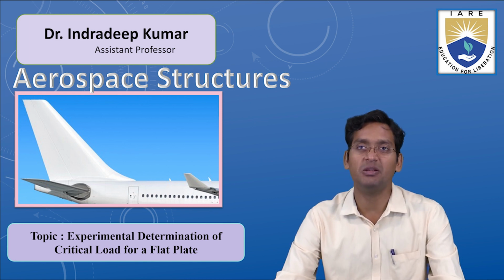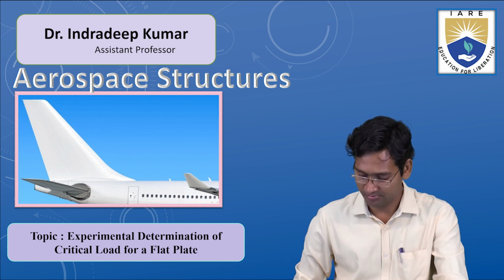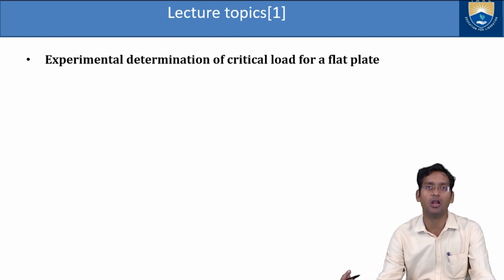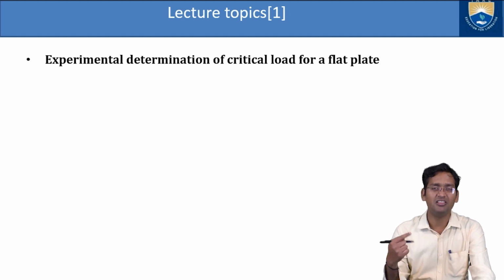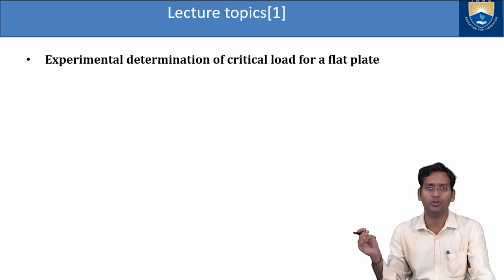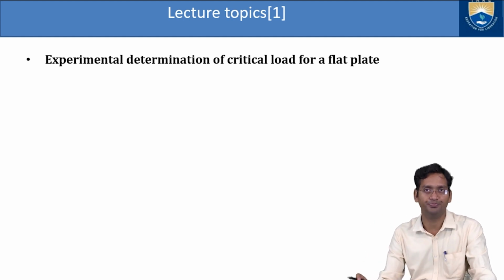So in this video, we will see the experimental determination of critical load for a flat plate. In the previous video, we saw the theoretical calculation, where we found that N_x,cr depends on the values of m and n. By putting m equals 1, 2, 3, and so on, first taking n equals 1, we found the equation, and then substituted n equals 1, 2, 3, and so on, and based on that we got an envelope to find the critical load. So that was the theoretical method.